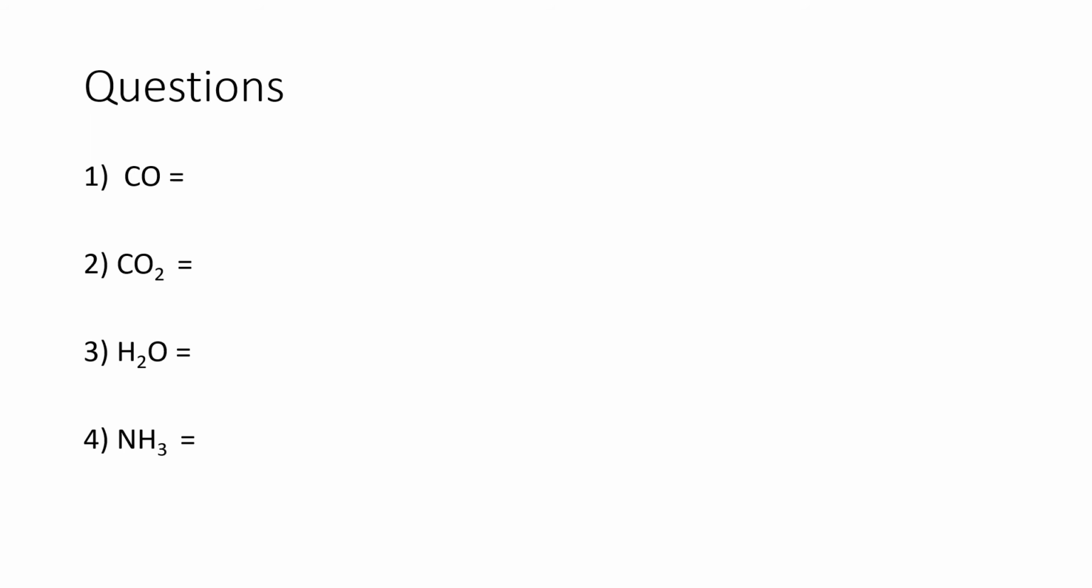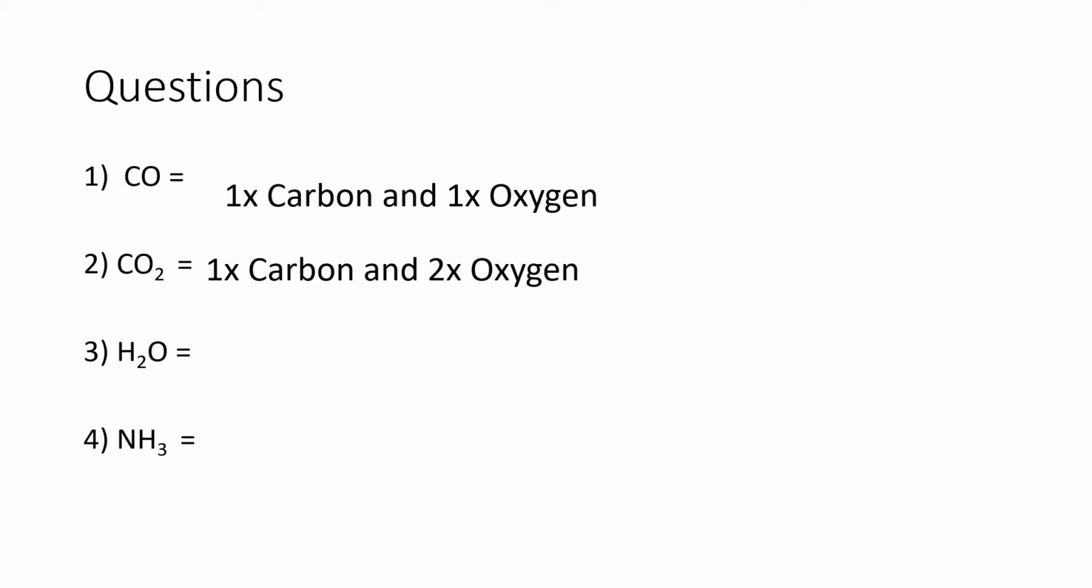Pause the video and have a go at these questions. Now if we start off with the first one, it has CO. So that means we have 1 carbon atom and 1 oxygen atom. Now if we move on to CO2, which you hopefully know is carbon dioxide, it has 1 carbon atom and 2 oxygen atoms. Because there's no number to the left of the oxygen, but there is a 2. So we do 1 times 2, and that gives us 2.